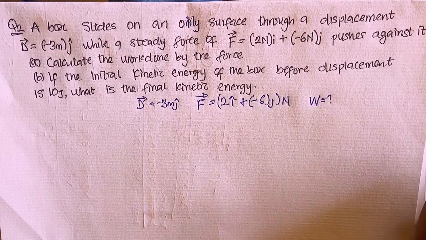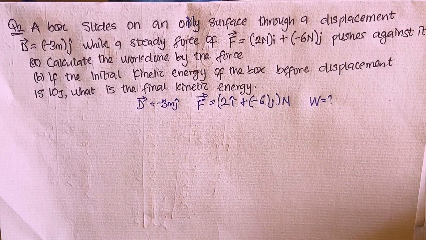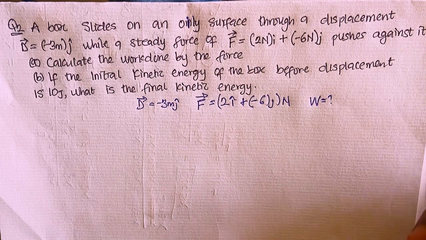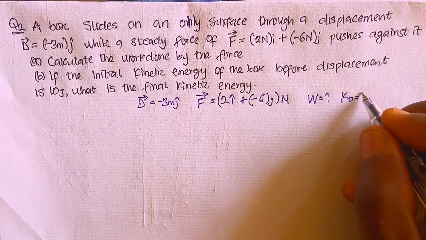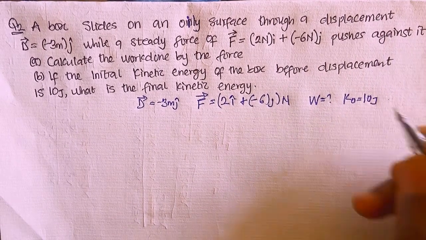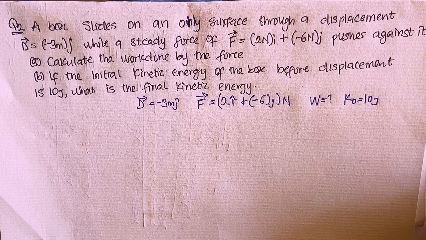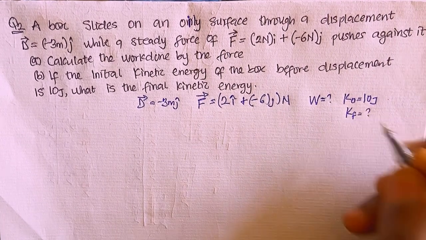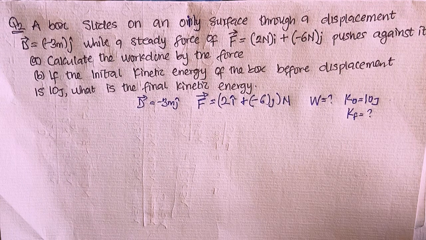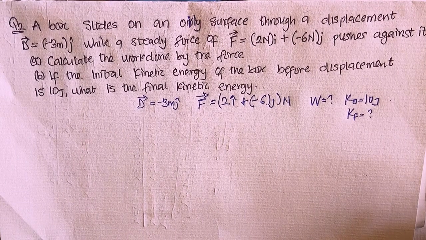Then after that, if the initial kinetic energy of the box before displacement is 10 joule, that is, if the initial kinetic energy, our K naught, equals 10 joule, right? So what is the final kinetic energy? We are asked to calculate for the final kinetic energy. So in this case, that will be Kf, unknown.